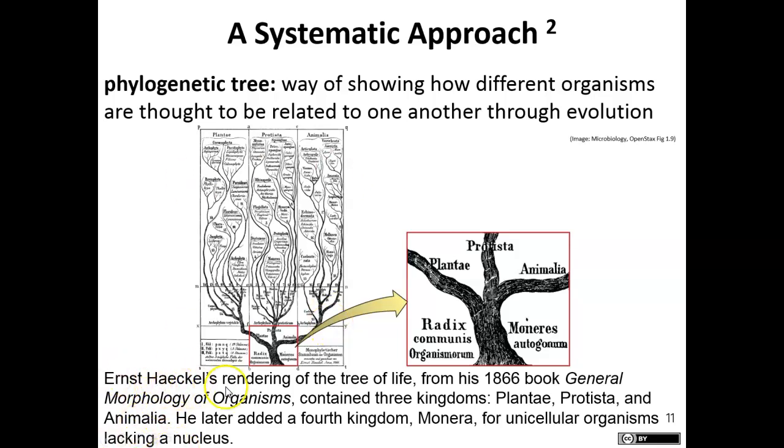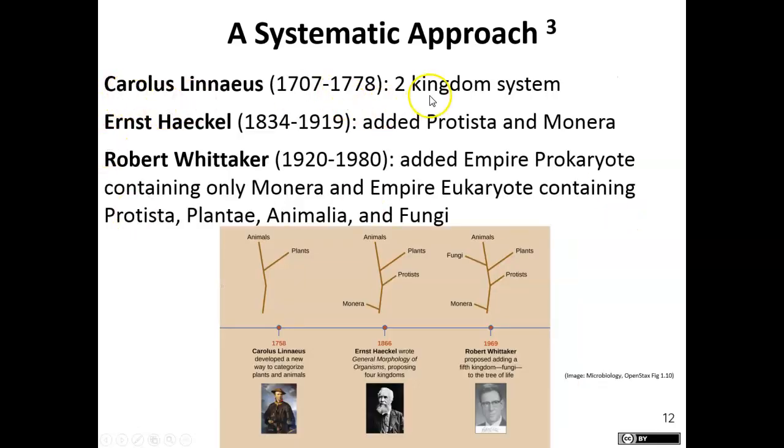So this is Ernest Haeckel's rendering of the Tree of Life. And this was from the book, The General Morphology of Organisms. And he had 3 different kingdoms. So instead of just having plant and animal, he added protists. And later he added another kingdom called Monera. So these were for unicellular organisms that didn't have a nucleus. So basically your prokaryotic organisms. So we have Linnaeus with the 2 kingdom system, and Ernest Haeckel added Protista and Monera.